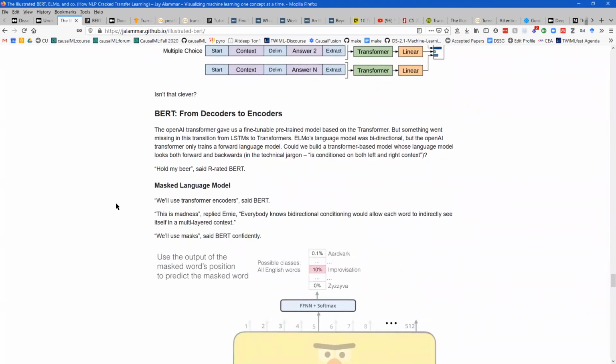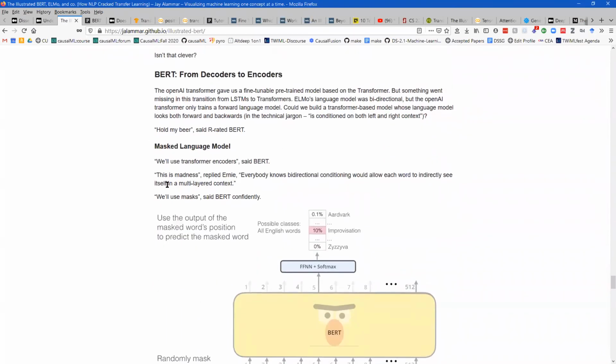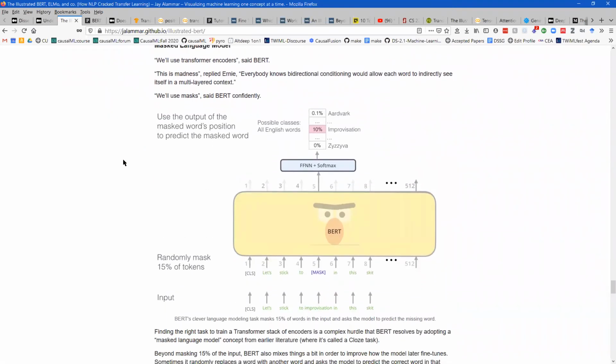Okay, so then next, this section, BERT from decoders to encoders. So the OpenAI transformer was based on decoders, but as we said before, the BERT model is a stack of encoders. So what's going on here? This is to add bidirectionality in some way.